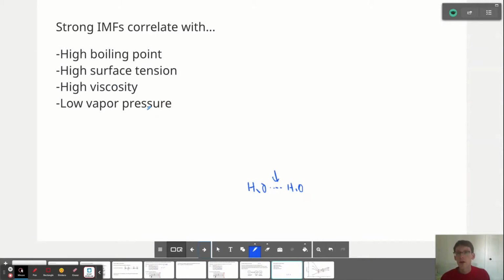And then finally, there's low vapor pressure. When you consider water, water will evaporate, but very, very slowly. If you were to pour out, say, acetone, nail polish remover, an equal volume of nail polish remover will evaporate much, much faster than water. And that's because nail polish remover, acetone, is much less polar and has weaker IMFs than water.